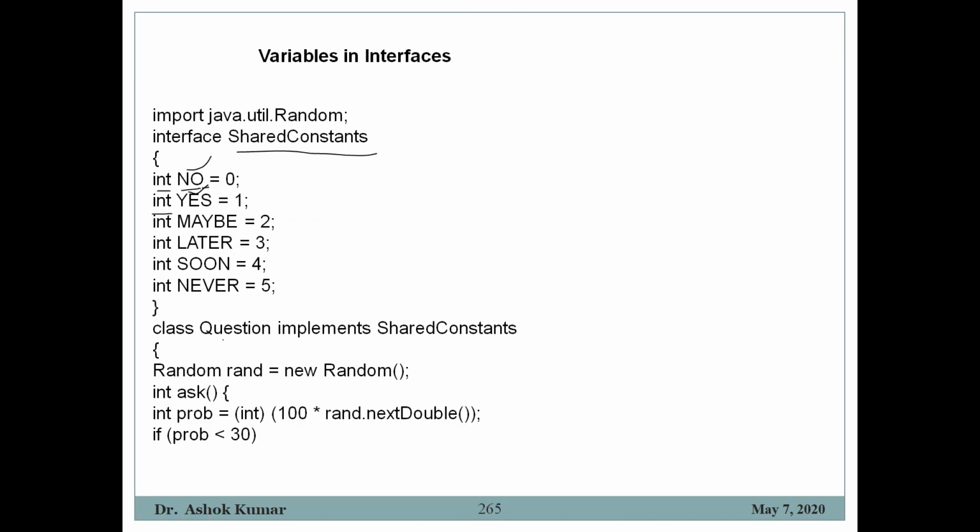This interface is implemented in a class Question, and in this Question class we have created a Random class object. The Random class is defined in the util package, which is a sub-package of java. We are creating the object of that, and then there's a method of type int, ask. When it is called, it will do some job that we will discuss in this part.